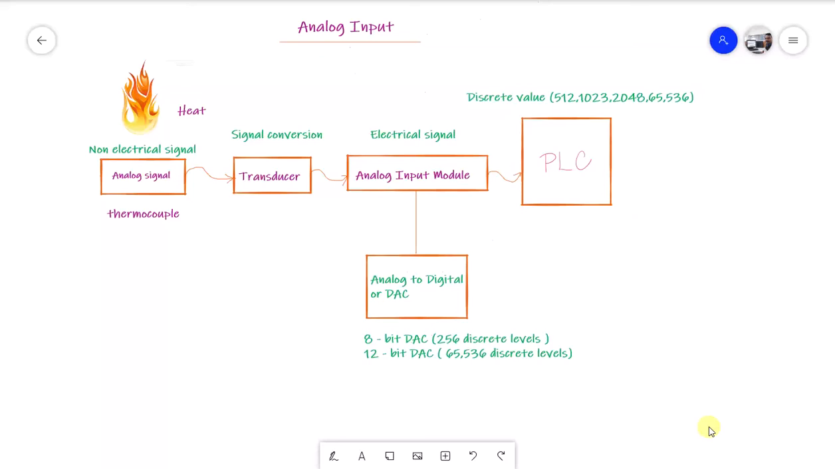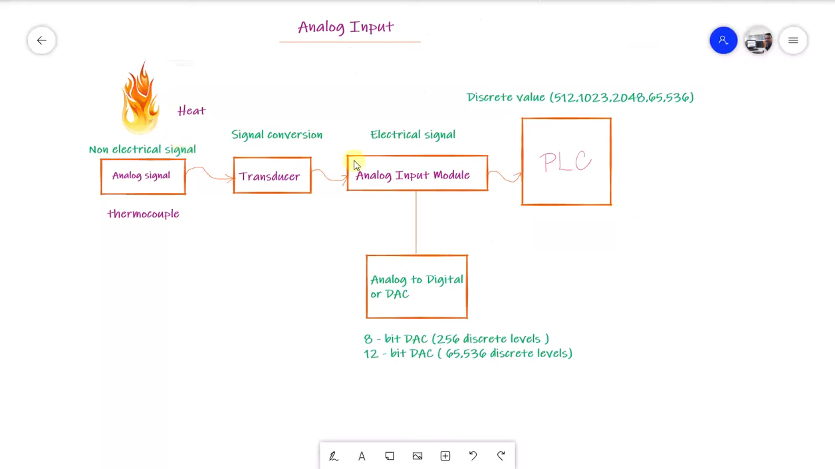Here I'm taking an example of heat. I'm reading temperature from a process. Say, for example, there is a furnace which is running at some 1200 degrees Celsius or 1000 degrees Celsius, something like that. I want to read that temperature into the PLC continuously, monitor this temperature and control the heat. This is my objective.